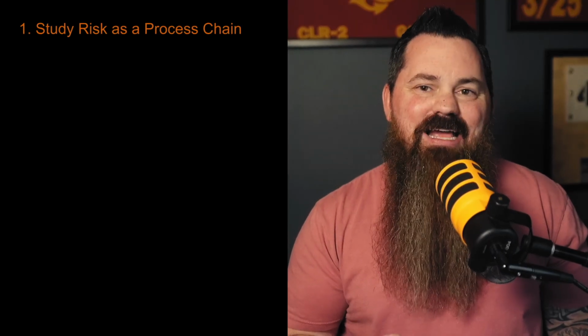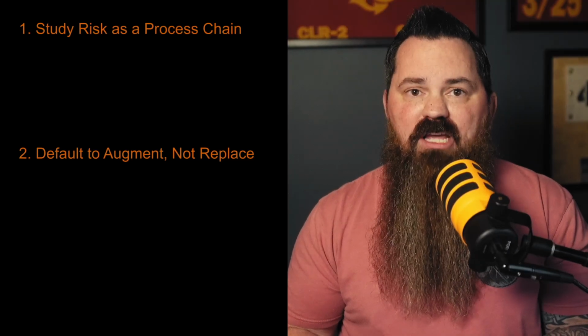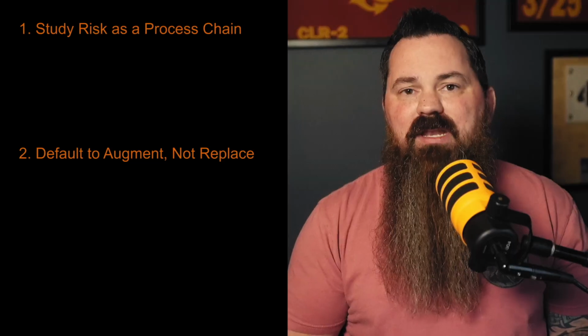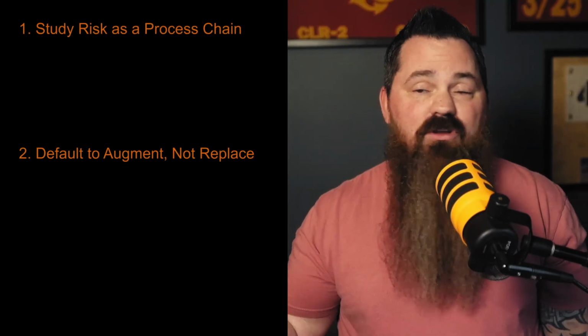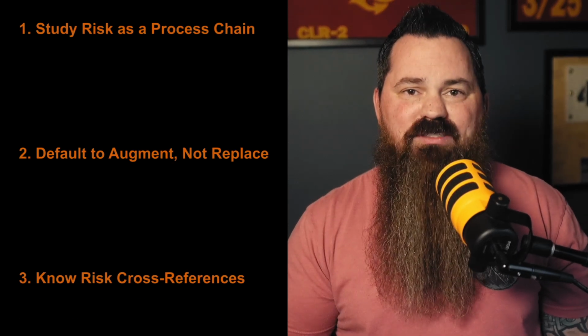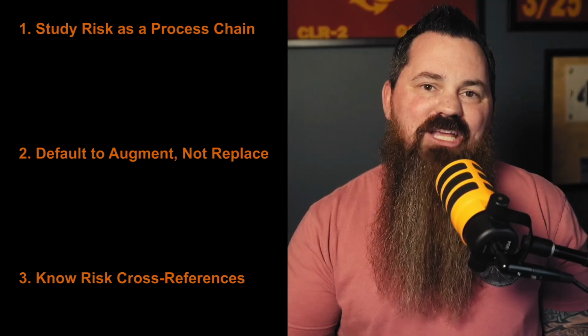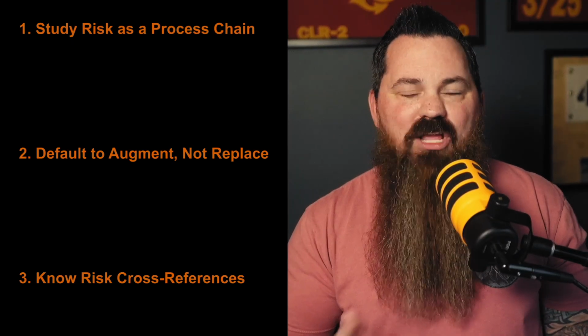Second, when a risk response question mentions AI or automation, default to augment, don't replace, okay? Use that as a filter for eliminating wrong answers. And third, the one PMP holders are probably going to miss is reread how risk now cross-references finance and resources directly, because reserve allocation and resilience are linked in the 8th edition in a way they weren't before.